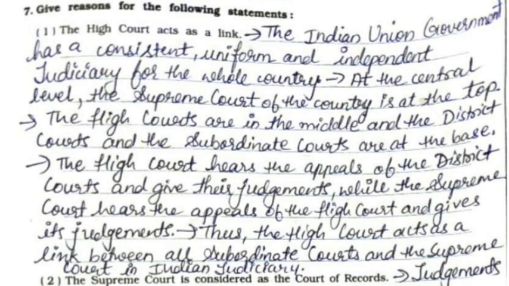The High Court hears the appeals of the district courts and gives their judgments, while the Supreme Court hears the appeals of the High Court and gives its judgments. Thus, the High Court acts as a link between all subordinate courts and the Supreme Court in Indian judiciary.